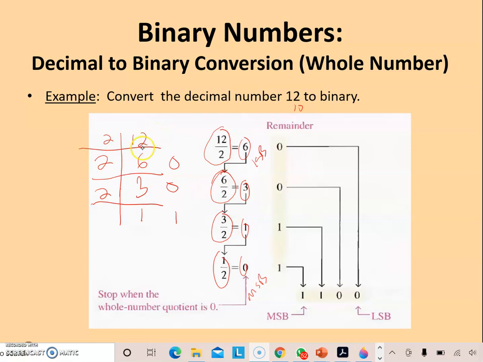So you can see here, for example, 12. The initial divide by 2, you have 6, remainder 0, you put 0 here. 6 divided by 2, you have 3, remainder 0. 3 divided by 2, you have 1, remainder 1, and you have 1 here. So you take it like this. This is your most significant bit, and this is your least significant bit. So 12 in base 10 is actually equal to 1100.